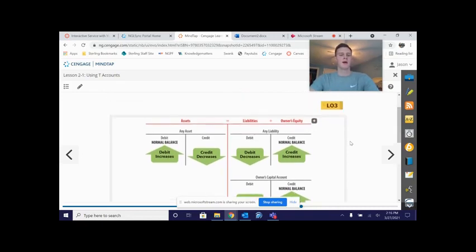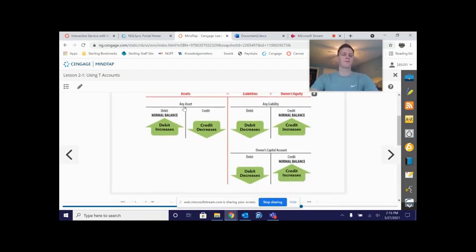Okay, so again, this should be familiar from chapter 1. We have the accounting equation up top: assets on the left side, liabilities and owner's equity on the right. And this equals, again, shows that they all balance. But remember, balance is important.